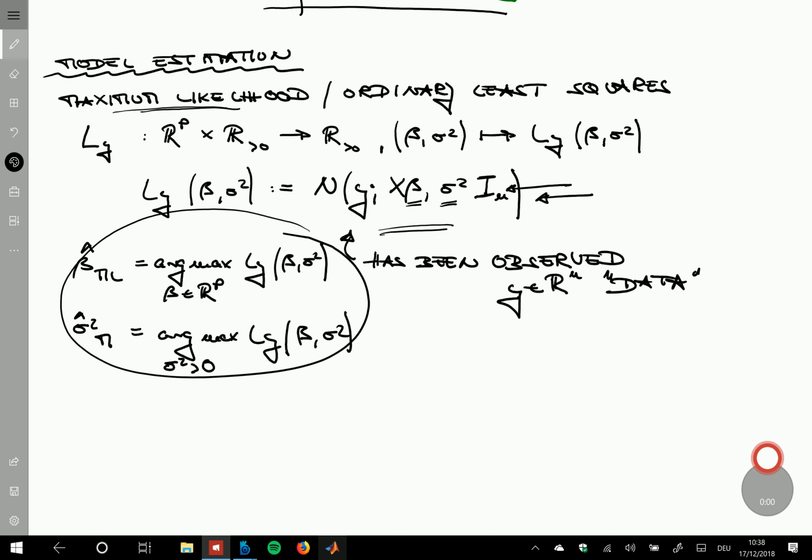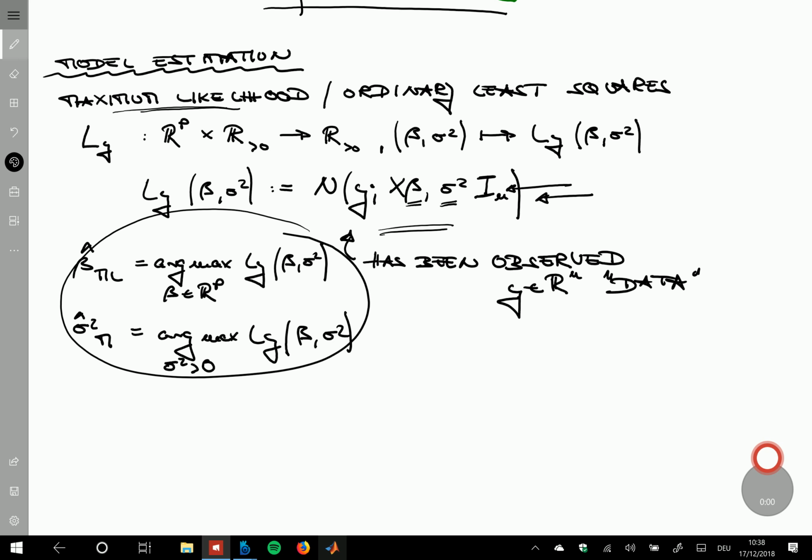So the log is a monotone function, so monotonically increasing. If you have a maximum without the log, you also have a maximum with the log, so it doesn't change anything, but you can then more easily compute the maximum analytically. So essentially what you need to do is compute the derivative of the log likelihood function, for example, with respect to beta, and then set this derivative to 0.